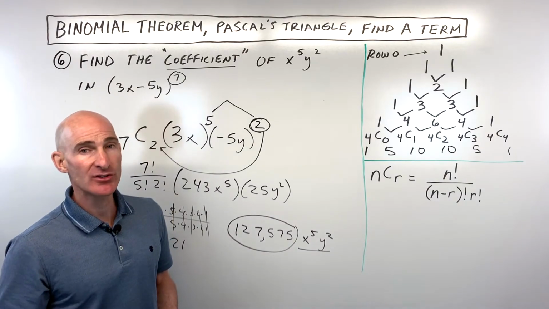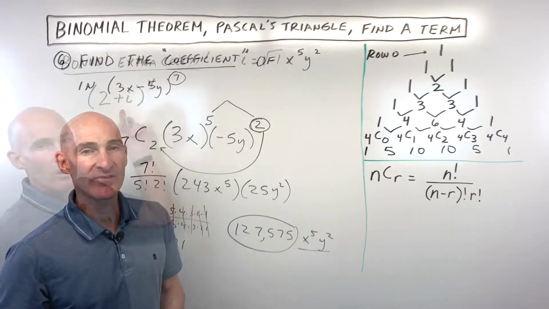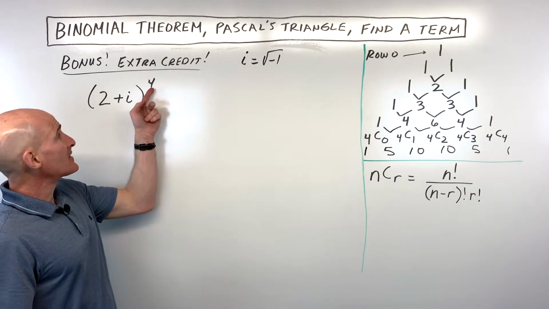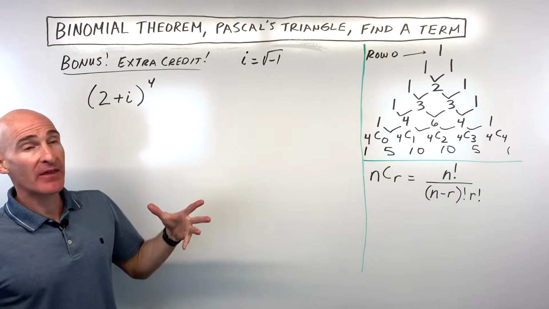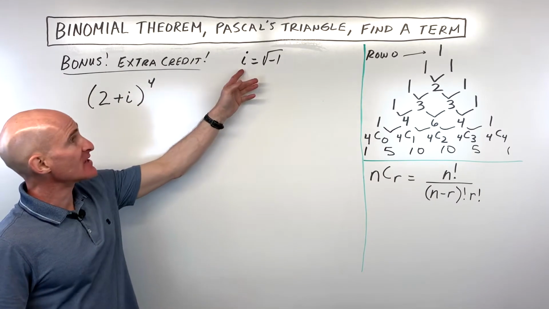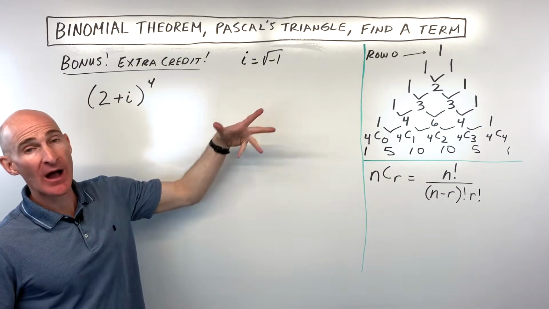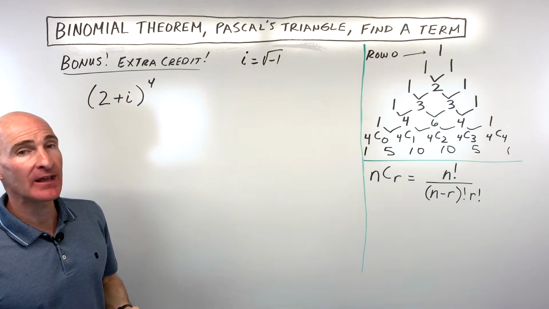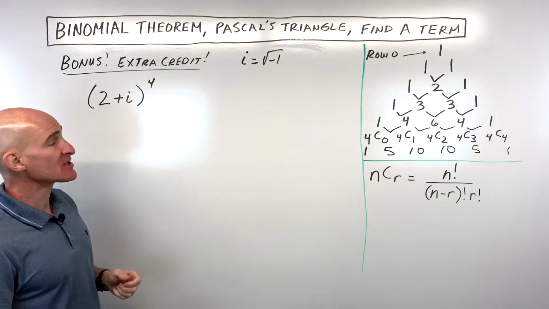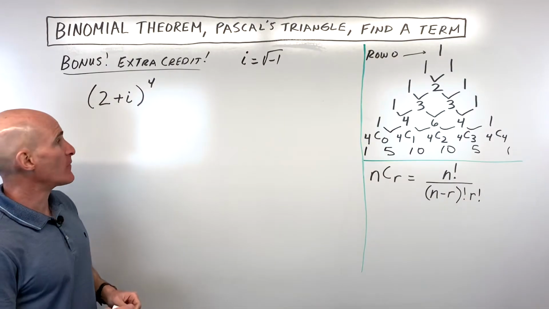Let's go ahead and take a look at a bonus question here involving imaginary numbers. This is a little bit more challenging. See if you can do this last problem. 2 plus i to the 4th power. How would you expand that? And the i represents the imaginary i, where it equals the square root of negative 1. So how would you expand that and simplify it? Write it as a complex number in standard form, a plus bi form.